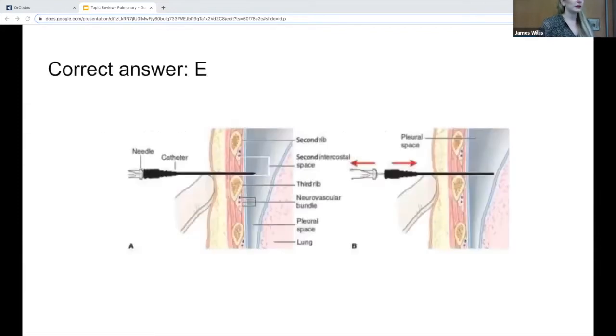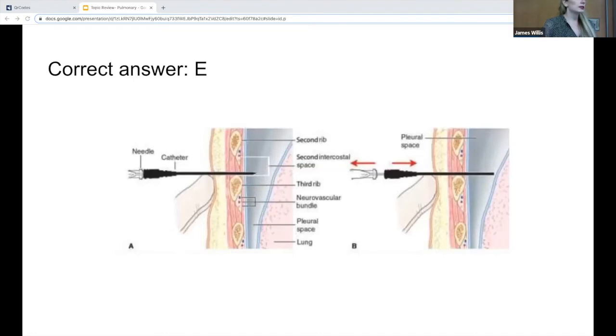Little controversy. So the answer is actually E. There are two optimal locations. The first being the second intercostal space midclavicular line, and the second being the fourth or fifth intercostal space anterior axillary line. Recent studies actually show that the fourth or fifth intercostal space anterior axillary line has a slightly better success rate, and that's because the distance from the chest wall to the pleural cavity is minimized in that location.